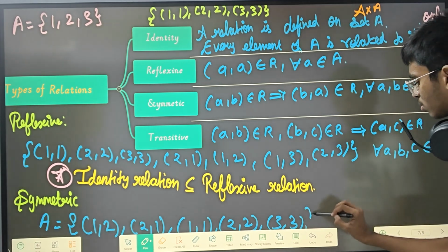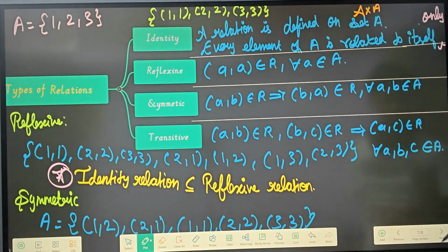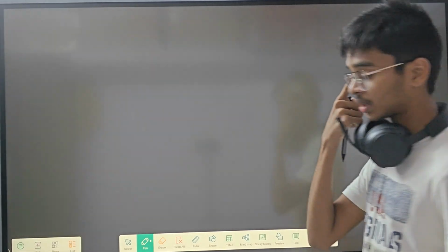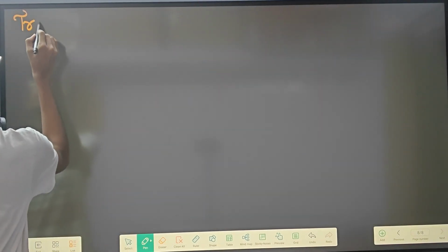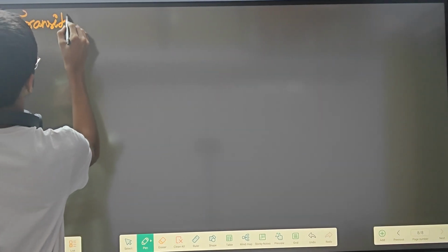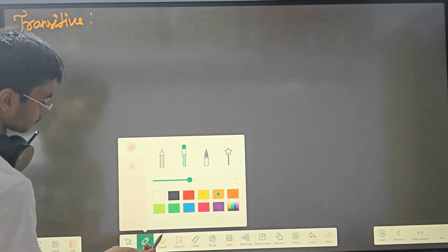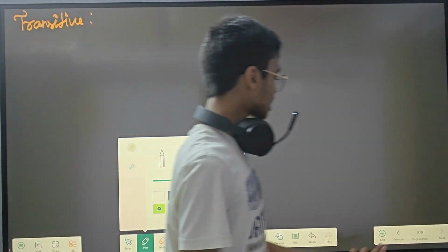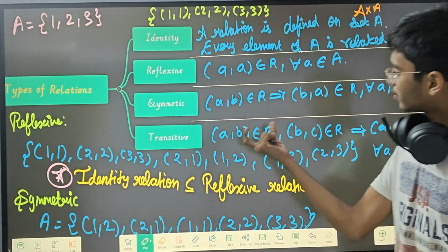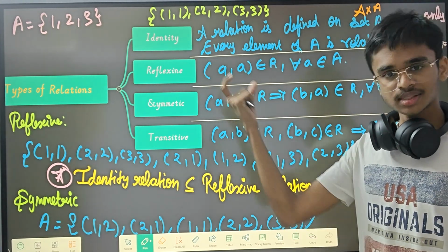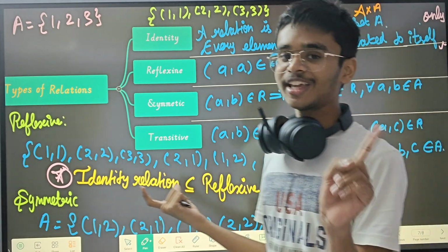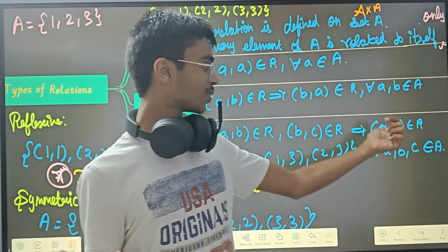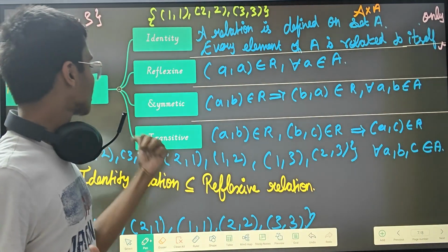Now we will go to the next one. What is that? Transitive. What is this transitive? See, if A comma B is in that set and also B comma C is there in that set, and A comma C is also there in that set, then that set is known as transitive.